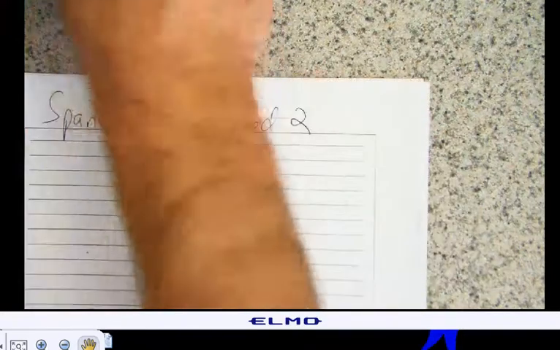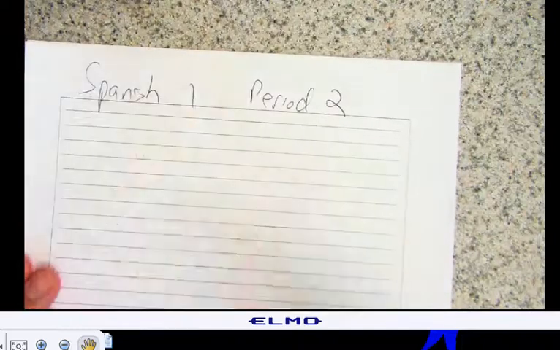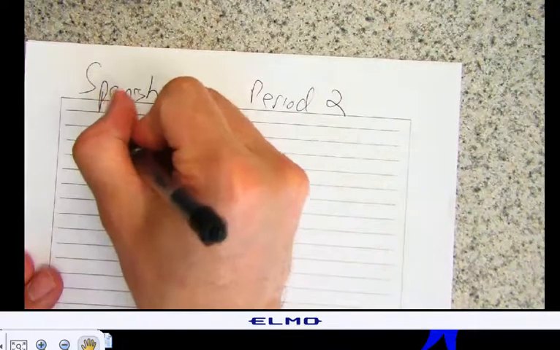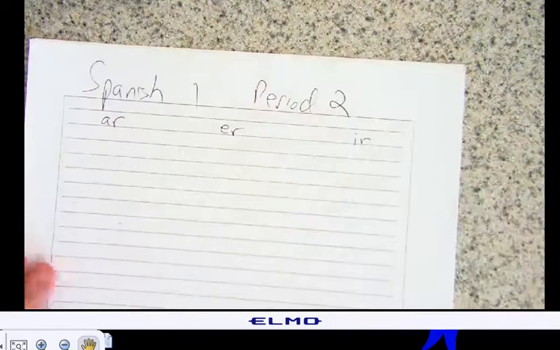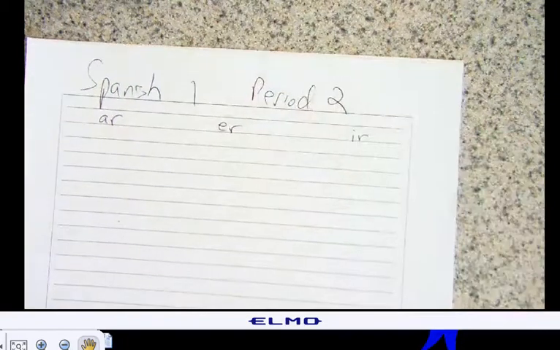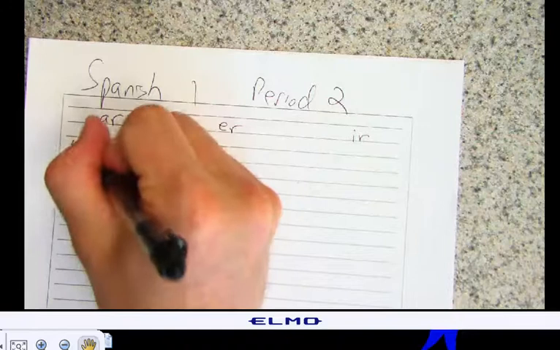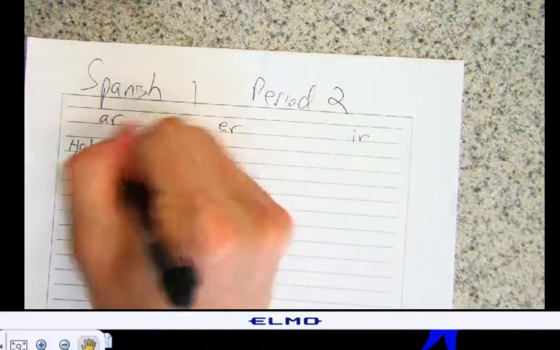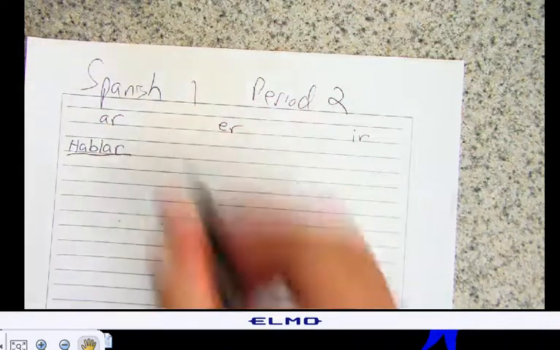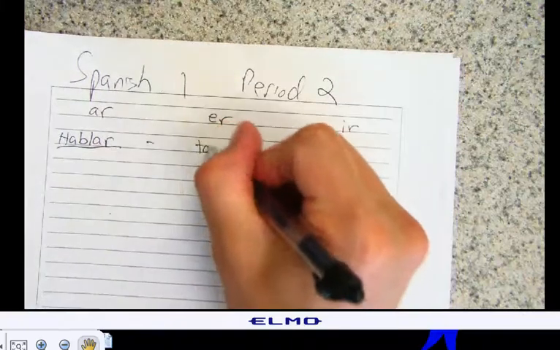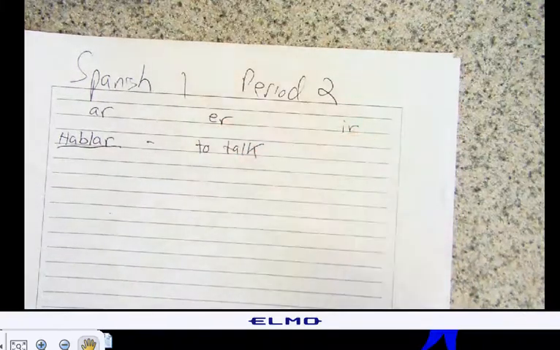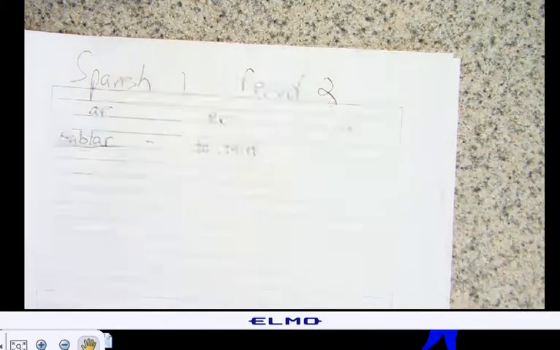Alrighty. When it comes to verbs, you remember that there are three groups of verbs. You got your ARs, your ERs, and your IR ending verbs. Just by way of review, I will take one from each case. Hablar. Hablar means, what does it mean? To talk. And by now you should definitely know how to conjugate any of these verbs.